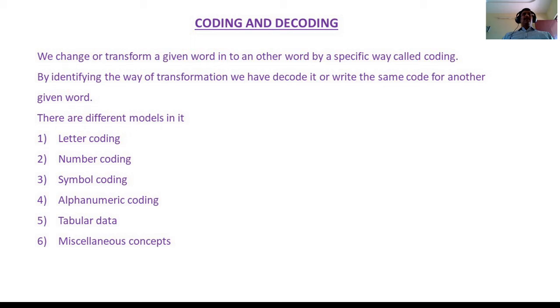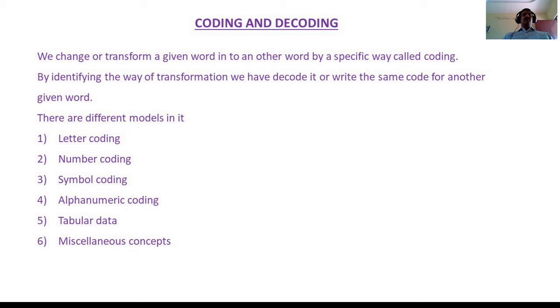whenever a word in the English alphabet is given to you, whether it has a significant meaning or not, it doesn't matter. What we do is we transform that word, in other words, we code that word into a new word by means of some pattern. So, the way we change or transform a given word into another word in a specific way is called coding. By identifying the way of transformation, we decode, or write the same order code for another given word.